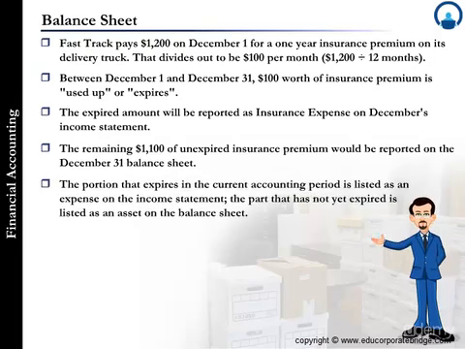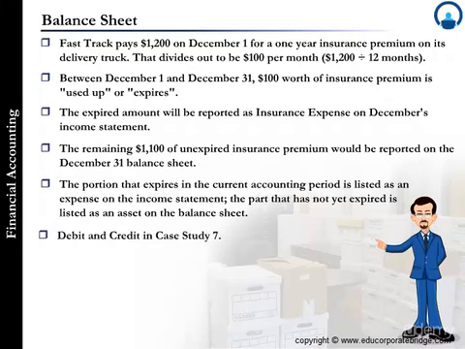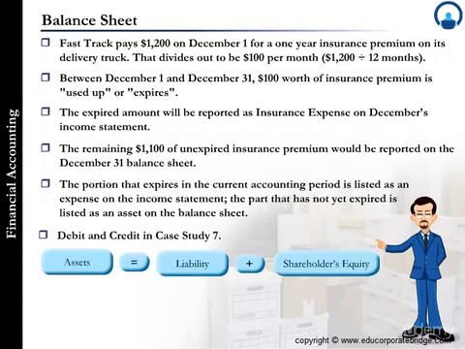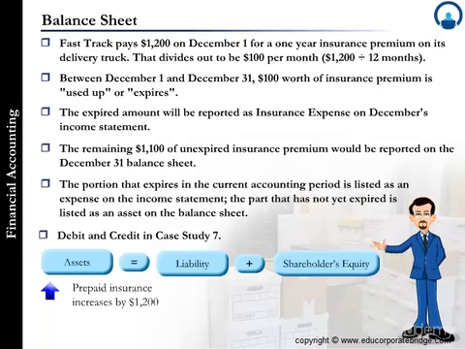Please note, the portion that expires in the current accounting period is listed as an expense on the income statement. The part that has not yet expired is listed as an asset on the balance sheet. Coming to debit and credit for Case Study 7. On the asset side, prepaid insurance increases by $1,200 and hence debit. Cash decreases by $1,200 and hence credit.